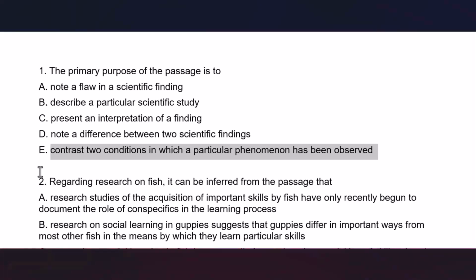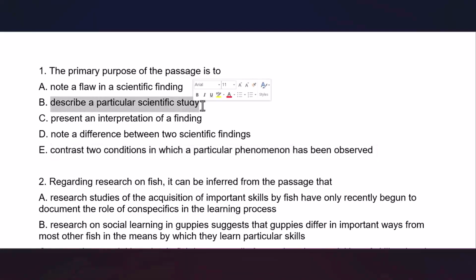The primary purpose of the passage is option B, to describe a particular scientific study, and that scientific study is that it investigates social learning of fish within their developmental environment. This is what makes this study particular, and the passage mentions such an example and its result, observation, and interpretation.